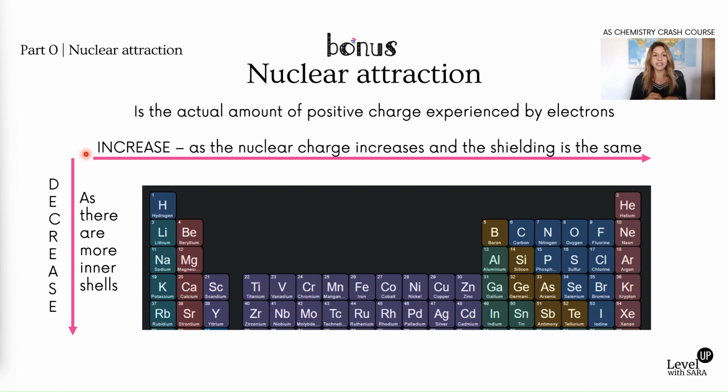While the nuclear attraction decreases as we go down the group. The reason is that there are more inner shells, and this is the shielding. So as we go down the group, the shielding increases. Those are the keywords to use.